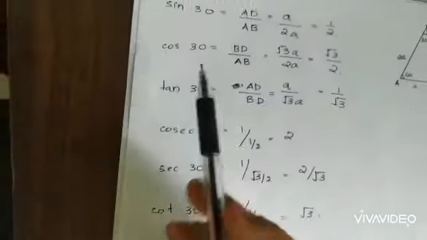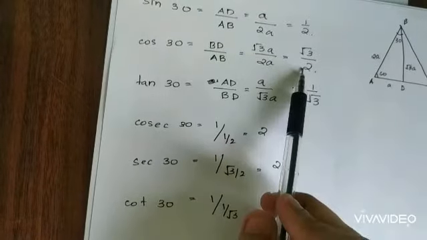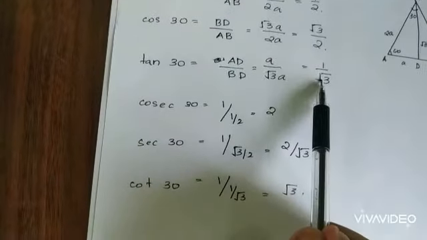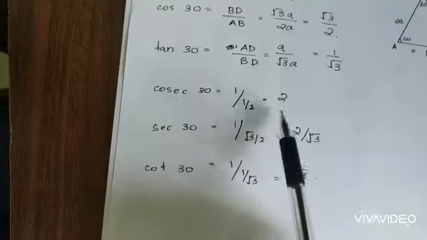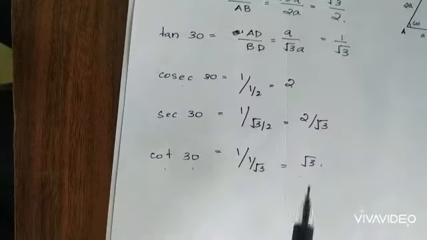Let me say, sine 30 is 1 by 2, cos 30 is root 3 by 2, tan 30 is 1 by root 3, cosec 30 is 2, sec 30 is 2 by root 3 and cot 30 is root 3.